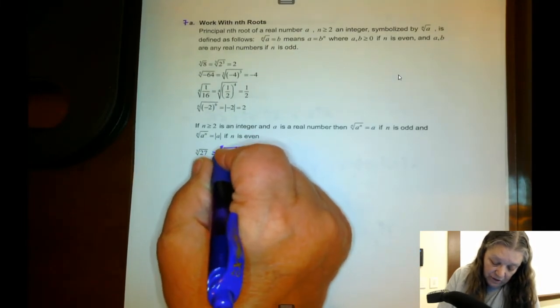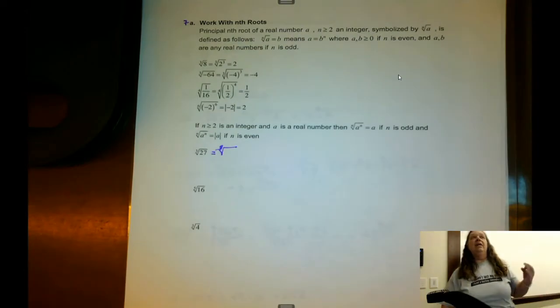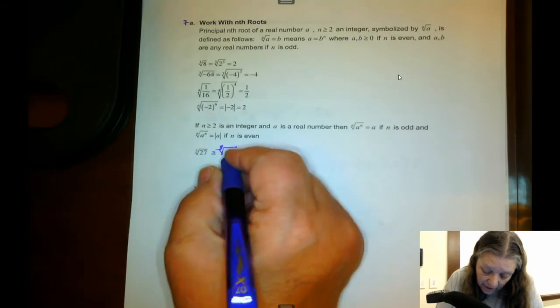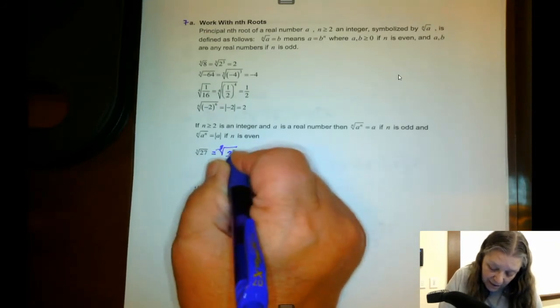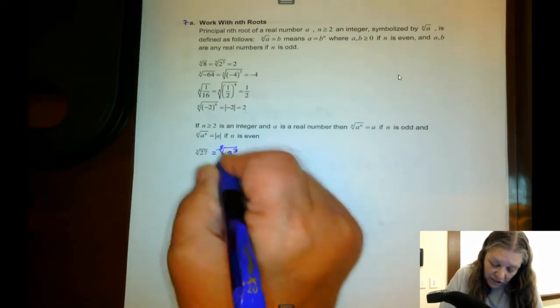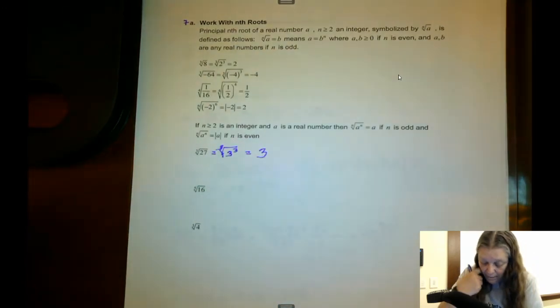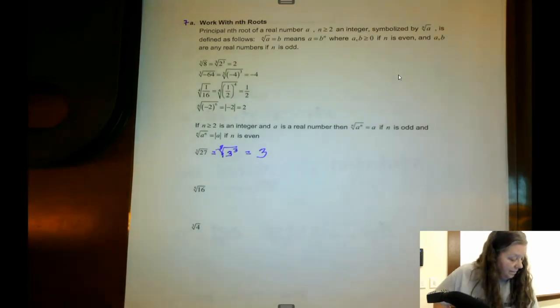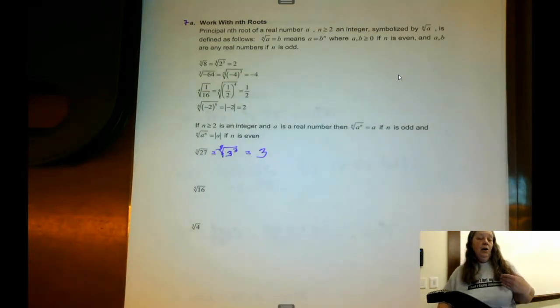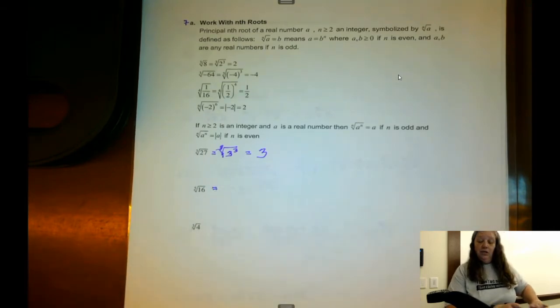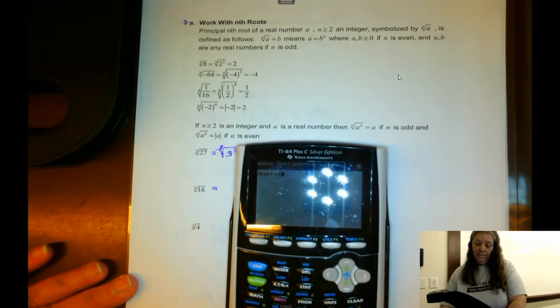So the cubed root of 27, can that be written as the cube of some number? Well, if we think about it, 3 times 3 is 9, times 3 is 27. So 27 is 3 to the third, so the cubed root of 3 to the third is 3. Fifth root of 16, well, that's not a whole number.